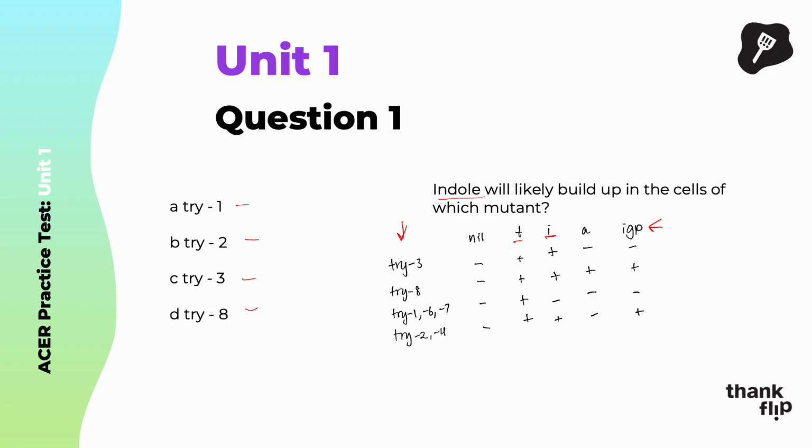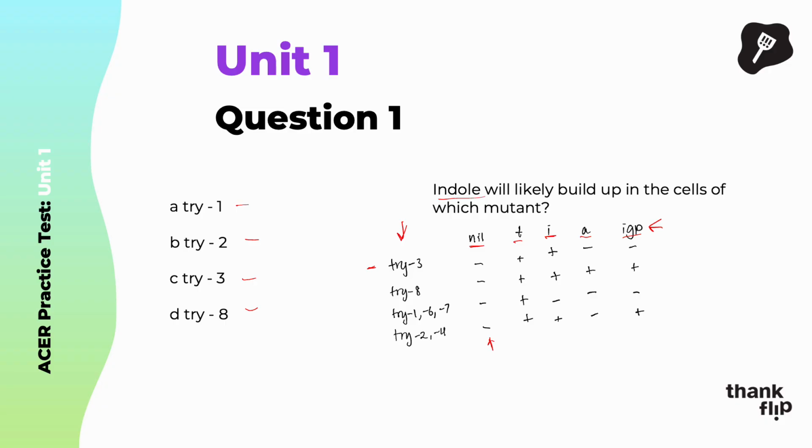T indicates tryptophan, A indicates anthralic acid, and IgP indicates indole glycerol phosphate. So over here we can see that try 3, when it's not supplemented by anything, doesn't grow. So it doesn't have the enzymes that are necessary to complete the entire reaction without any supplementation. And that's the same for all of these mutants. None of these mutants can grow without some sort of supplementation. So that's what that means.